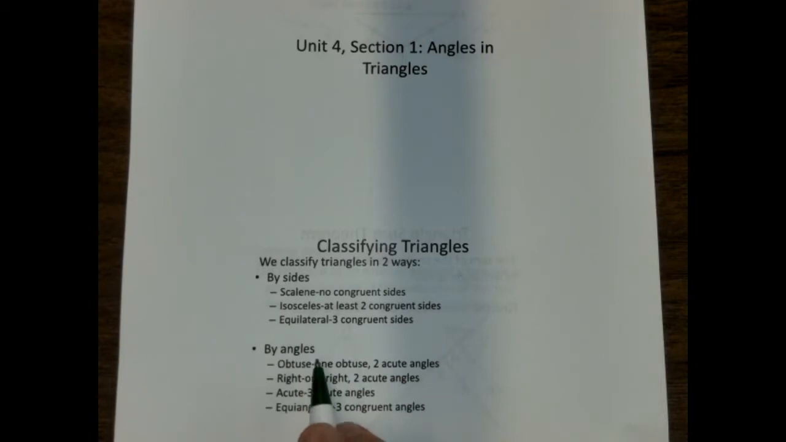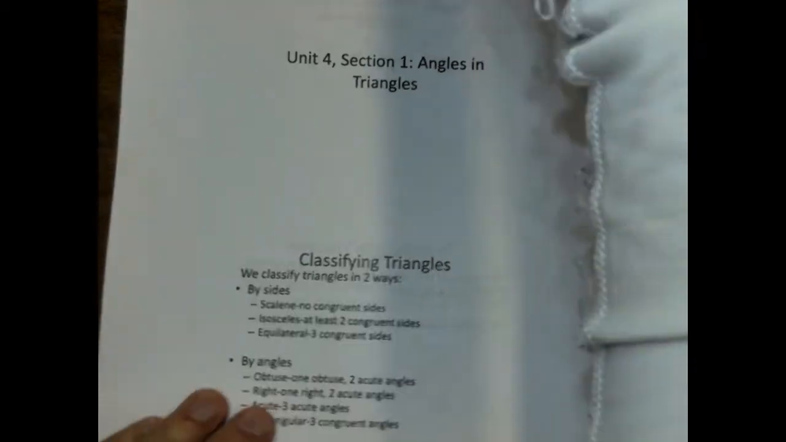If we're classifying by angle, obtuse triangles are triangles that have one angle that's larger than 90. Right triangles are triangles that have one angle that's exactly 90. Acute triangles are triangles that have three angles less than 90. And equiangular triangles are triangles that have three congruent angles. So we have to know that moving forward.